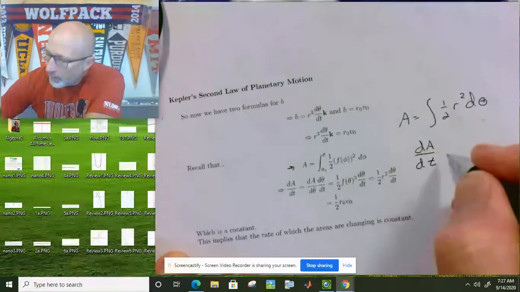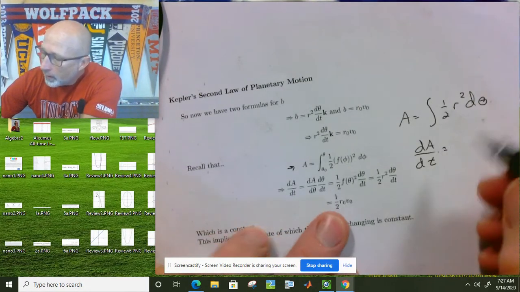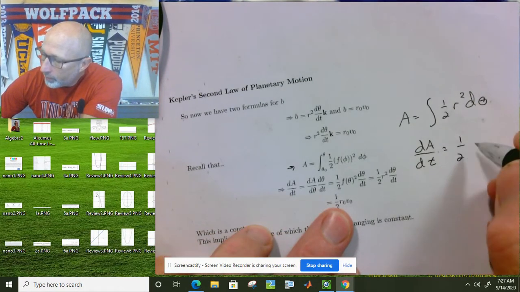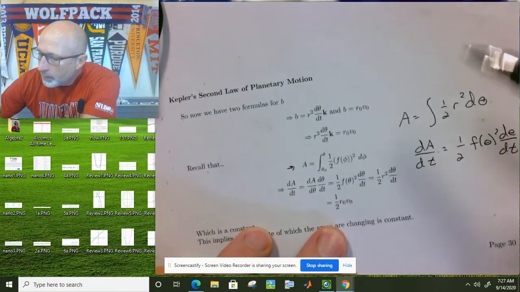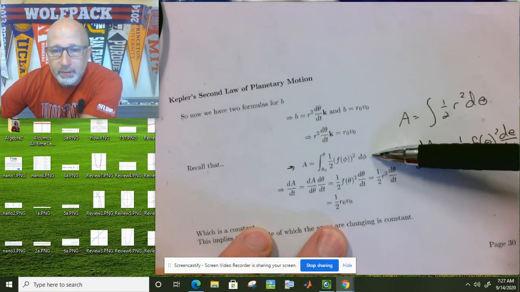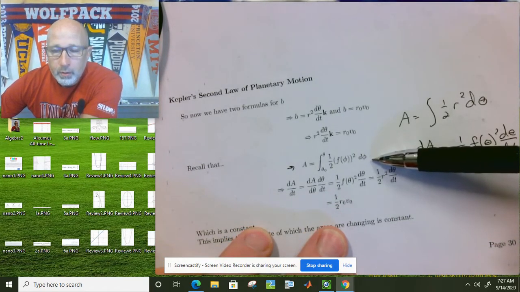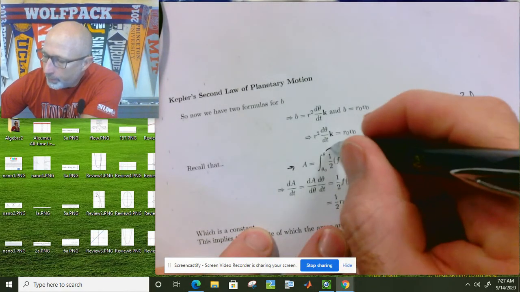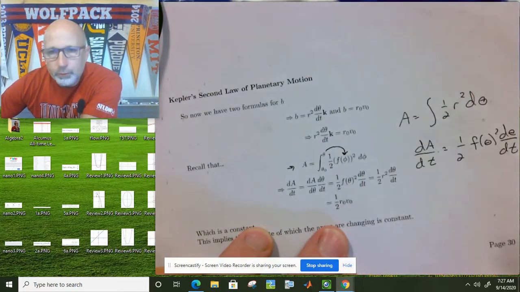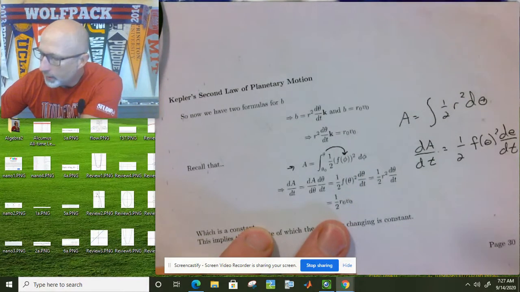So I have dA/dt is going to be equal to 1/2 f of theta squared d theta/dt. I take the derivative of both sides here with respect to t. By the second fundamental theorem, remember what you do is you plug in the top and then multiply it by its derivative. Well, that's what I did. I plugged it in and multiplied it by its derivative.